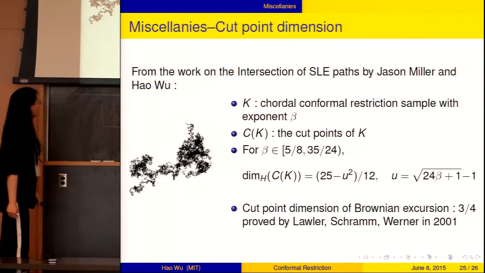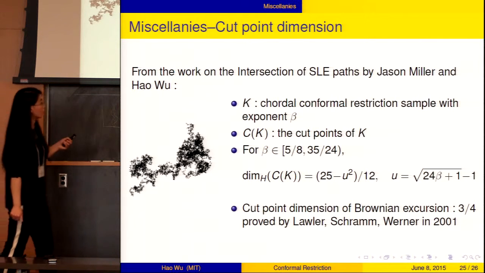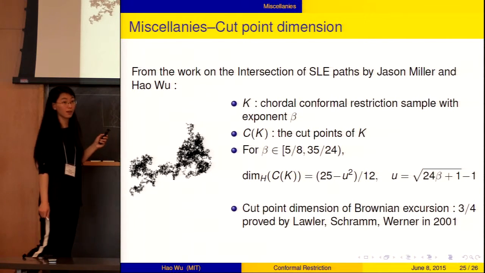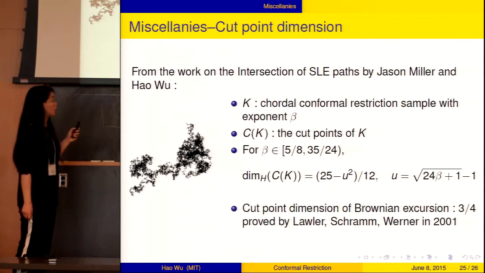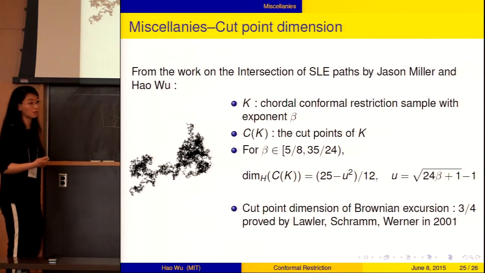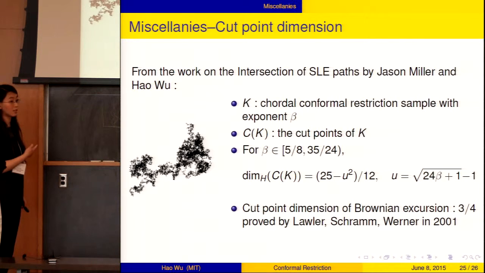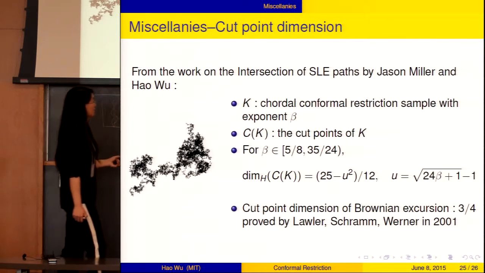Okay, so the last point is, for this chordal conformal restriction, we know that when beta equals 1, it corresponds to Brownian excursion in the upper half plane. So in fact, for the Brownian excursion, we already know that the cut point has dimension 3/4. It was predicted by physicists a long time ago, and it was rigorously proved by mathematicians in 2001. And our result is consistent with these already existing results.